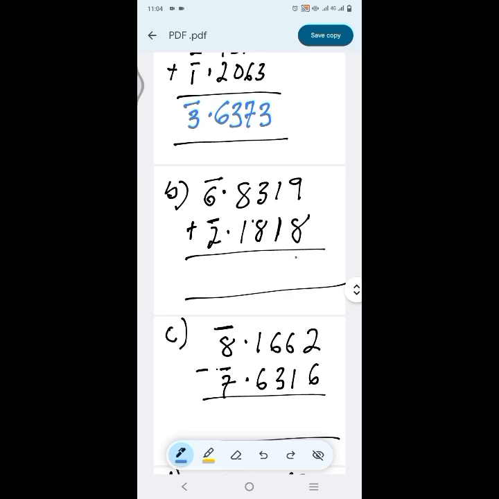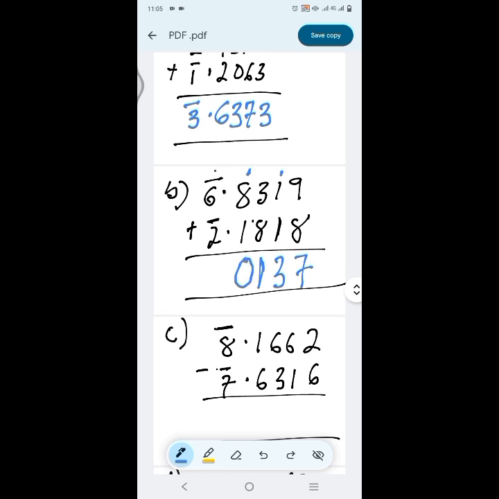What is 8 plus 9? That will give you 17. So we'll write a 7 and we take 1. And 1 plus 1 plus 1, that will give us a 3. Now, what is 3 plus 8? That will give us an 11. We write 1, we take 1 over here. What is 1 plus 8? That's a 9. 9 plus 1, that's a 10. We write 0, we carry 1.